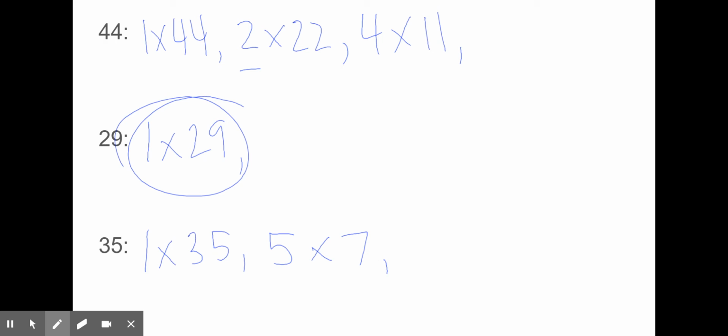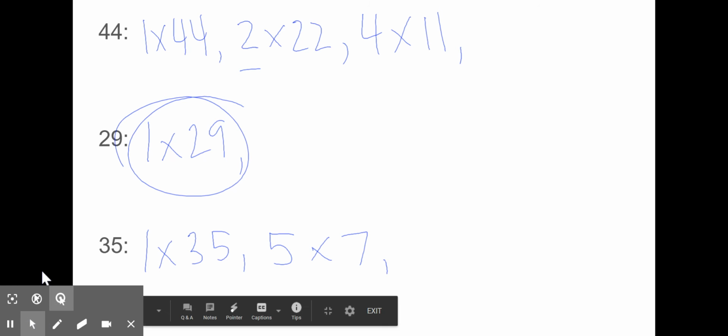Remember, you're not always looking for a certain number of factor pairs because each number has its own pair of factor pairs. We have some numbers like 29 that have just 1 factor pair, and we have some numbers like 35 that have 2 factor pairs, and then others that have 3. All right, so that's the end of that activity.